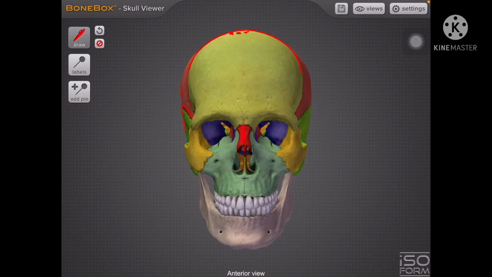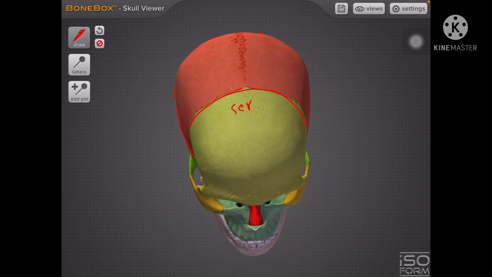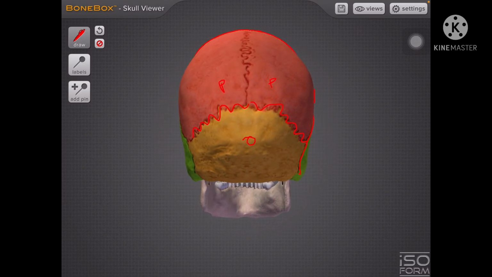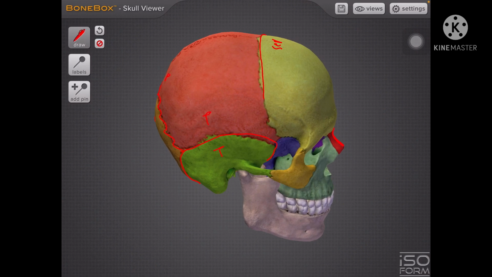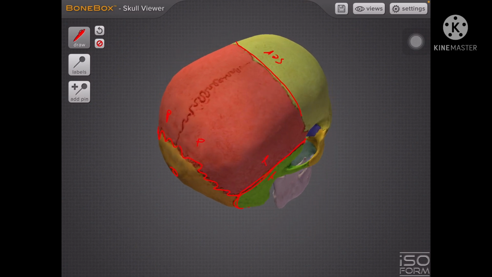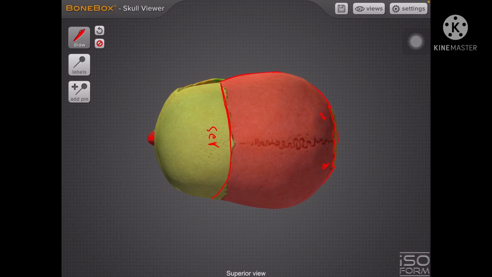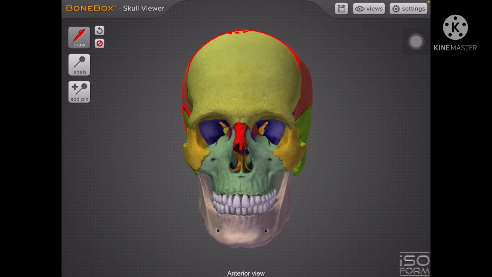I repeat again, these are the main types of suture lines. Plain suture, an example is the internasal suture. Denticulate suture has tooth-like appearances seen at the lambdoid region, that is the lambdoid suture. Squamous suture is separating the parietal and temporal bone. And the next type is the serrate suture, an example of which is the coronal suture. These are the most important things that you need to know regarding the human skull and types of suture lines.